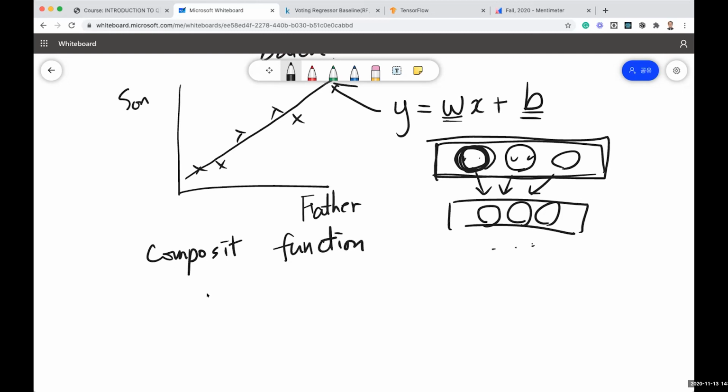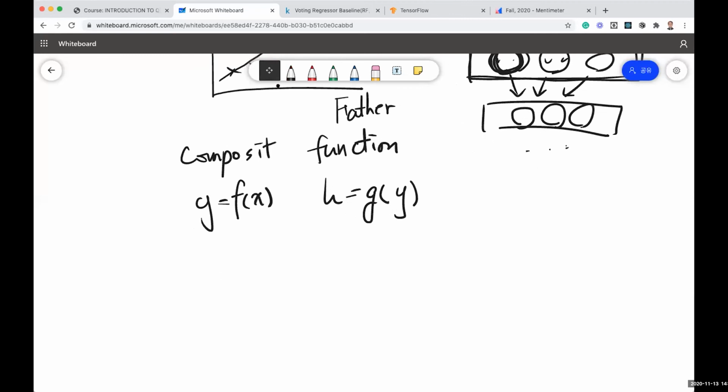So do you remember the math in your high school? There was y is f of x, and there is another function, say g of y. Then you can write your function h as g of f of x, something like that. So it's called the composite function, and a neural network is a composite function.